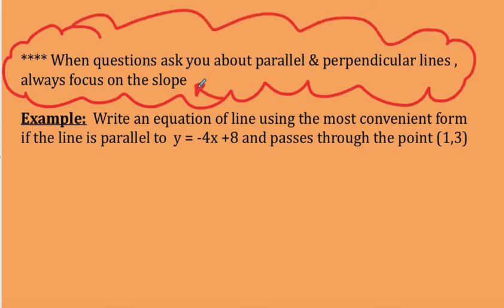Always focus on the slope. So you might be asked to write an equation of a line using the most convenient form if the line is parallel to y equals negative 4x plus 8 and passes through the point (1, 3).